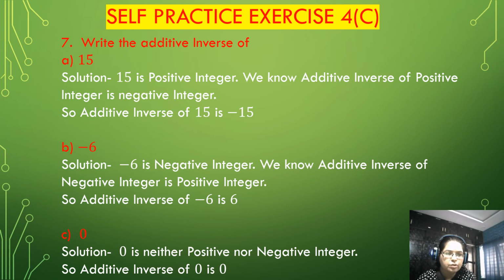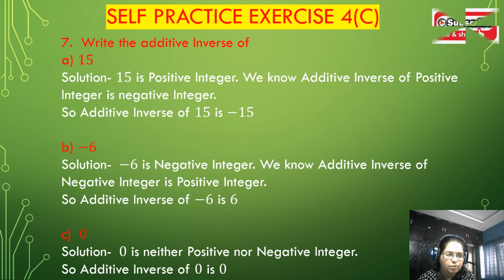Now solve question number 7. Question number 7 is write the additive inverse of, first bit is 15. 15 is a positive integer. We know the additive inverse of a positive integer is a negative integer, so the additive inverse of 15 is minus 15. B. Minus 6.